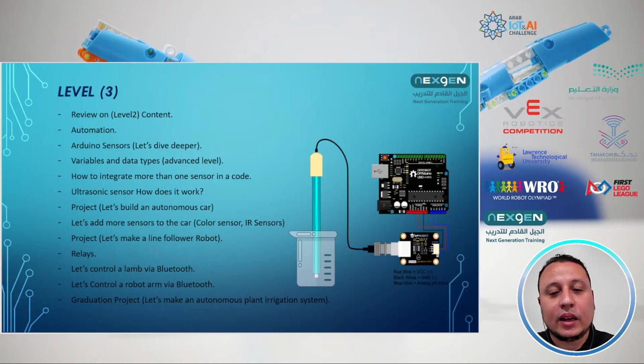Let's make a line follower robot, and then we're gonna deal with something called relays, and relays are switches that can be used for controlling 220 volt devices. And then we're gonna make a project. Let's control a lamp via Bluetooth. Okay, let's control a robot arm via Bluetooth, and the graduation project will be, let's make an autonomous plant irrigation system.